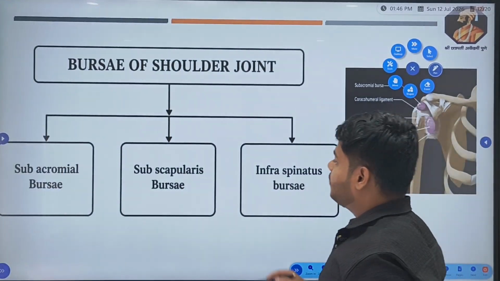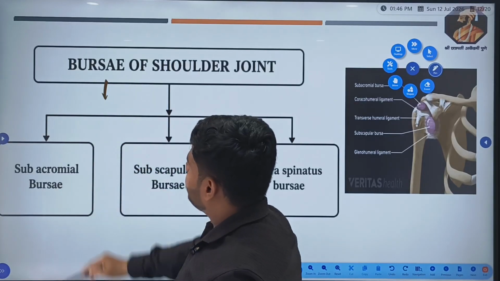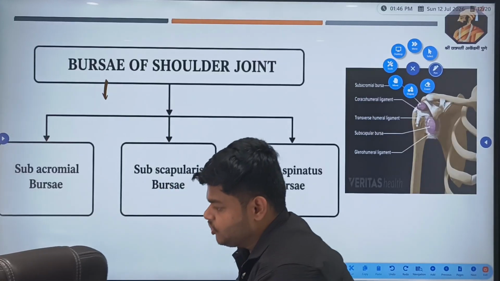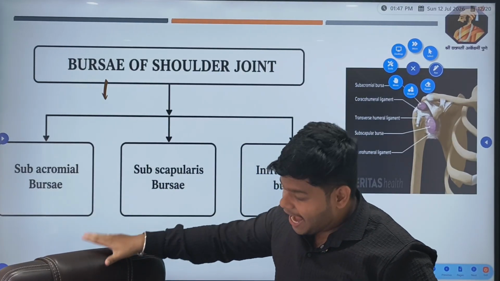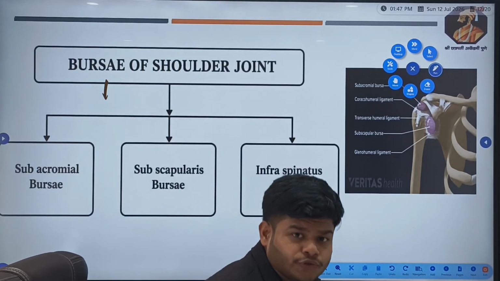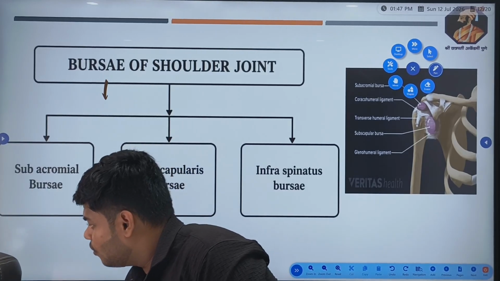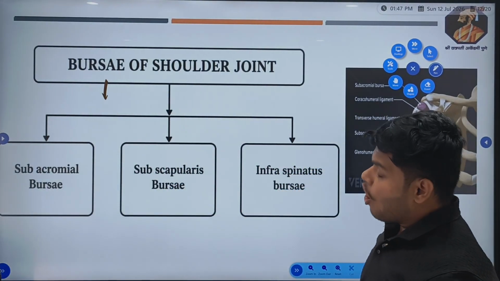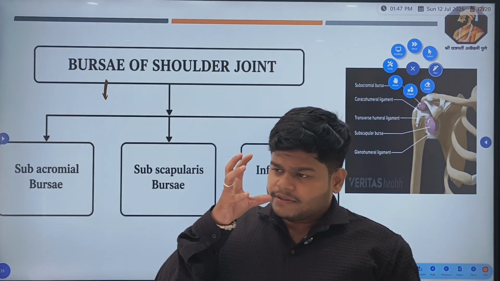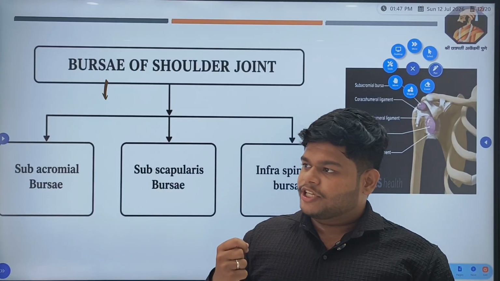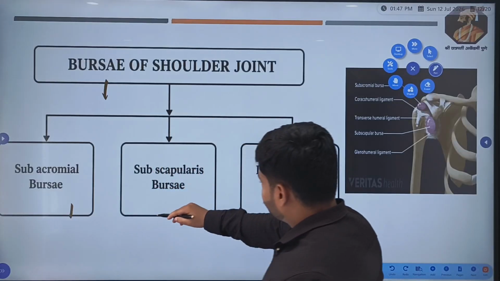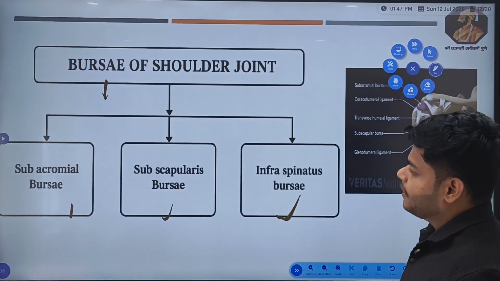Now the bursa of the shoulder joint. What is meant by bursa? This is a chair. This chair acts as a cushion whenever I sit on it. So the bursa is also nothing but a cushion, a packet of synovial fluid, which acts as a cushion whenever there is movement in that joint. So there are mainly three: subacromial, subscapularis, and infraspinatus bursa.